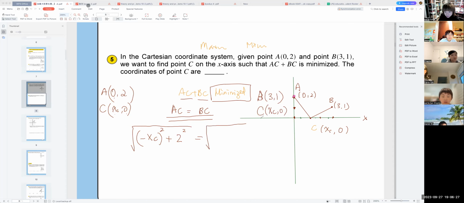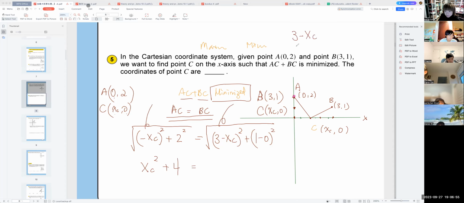So now let's talk about BC. BC equals what? 3 minus xC squared, plus 1 minus 0 squared, correct? Okay, so based on both the left side and the right side being square rooted, I can just take them out. So this one is xC squared plus 4. And this one is 3 minus xC times 3 minus xC, right, Chapter, Daniel? Okay, so I'm going to do this one.